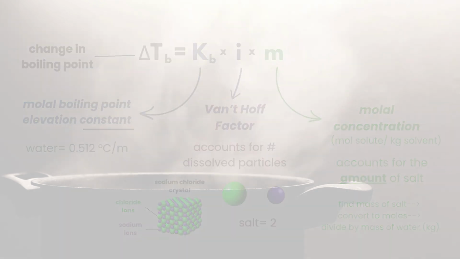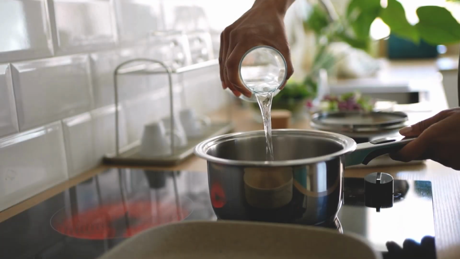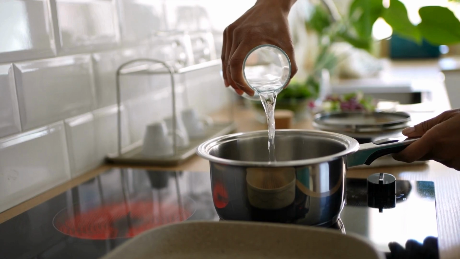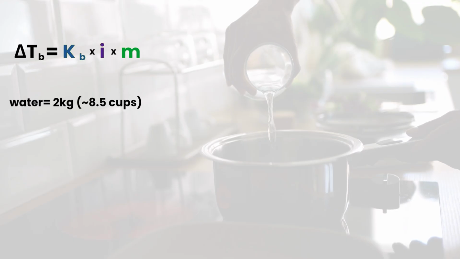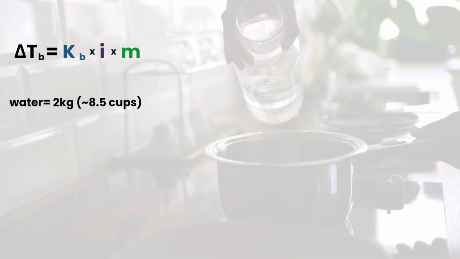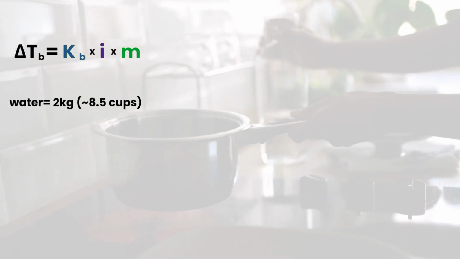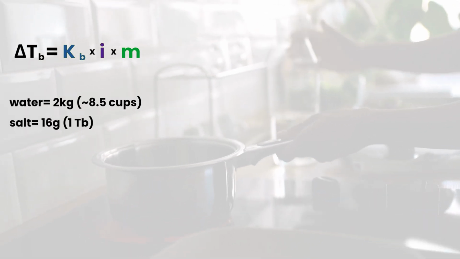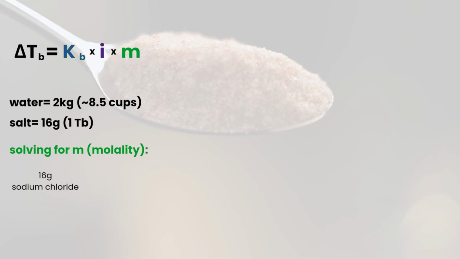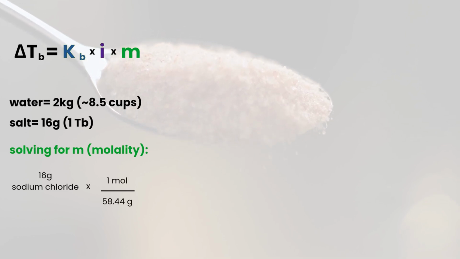Okay, let's do an example. Let's say you have a medium pot of water and you add a tablespoon of salt to it. That pot probably holds about 8.5 cups of water, which is 2 liters or 2 kilograms of water. Now, the exact mass of the salt will depend on the brand that we use, but let's say we use Morton kosher salt. This would be 16 grams of salt.